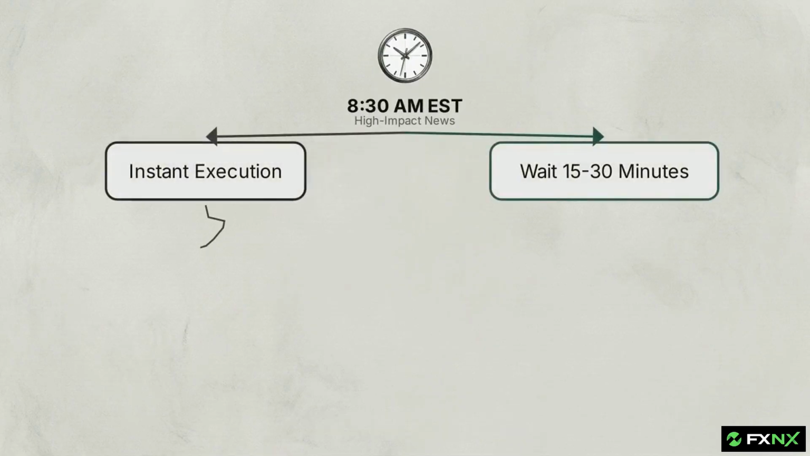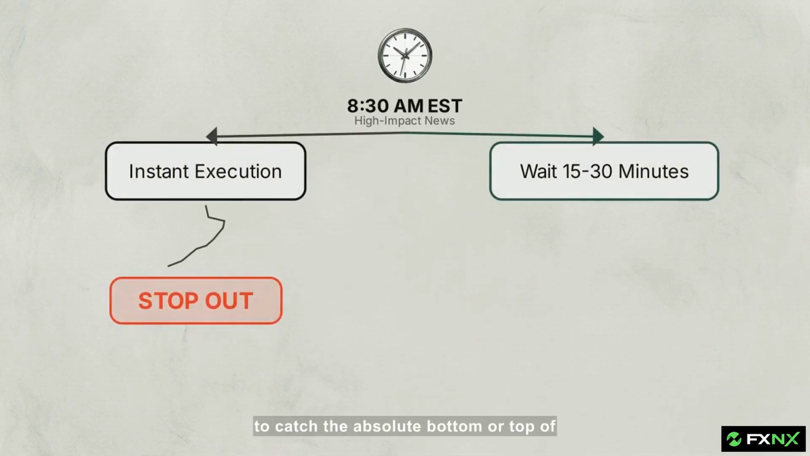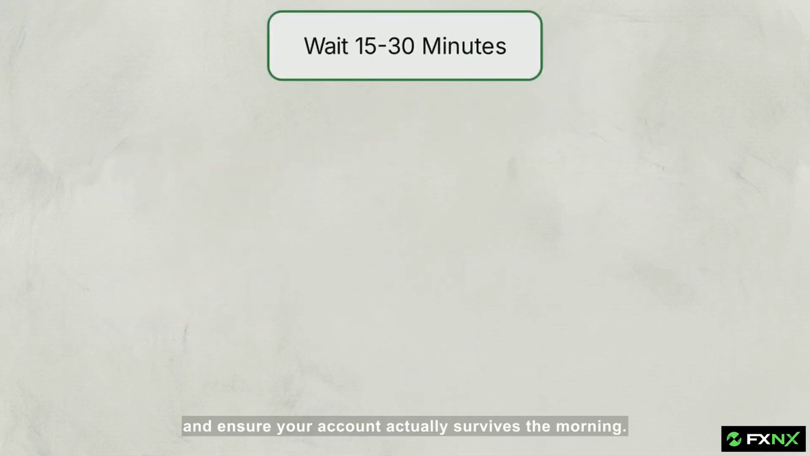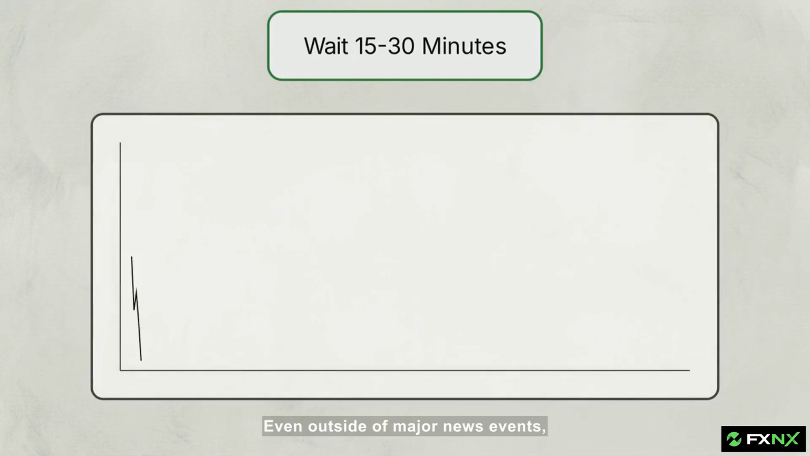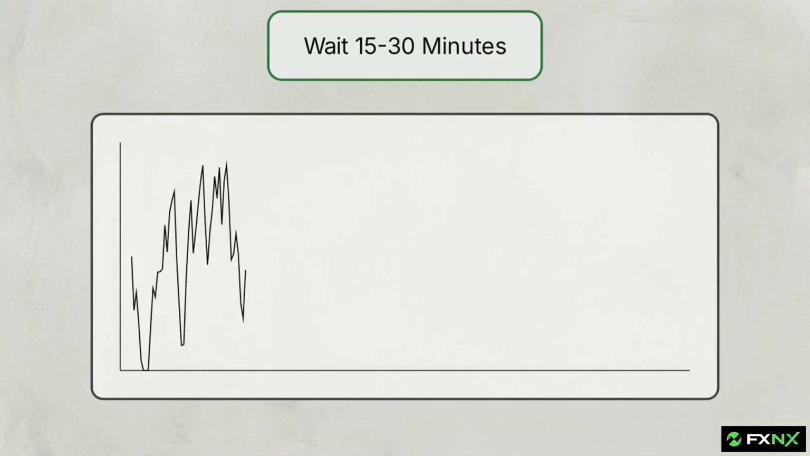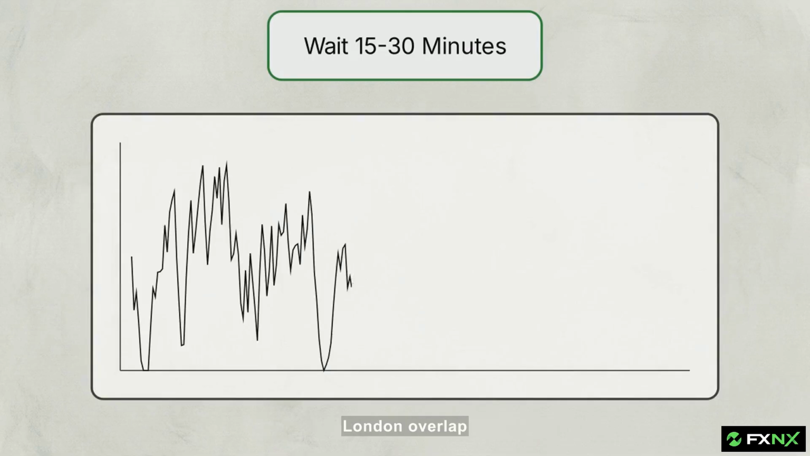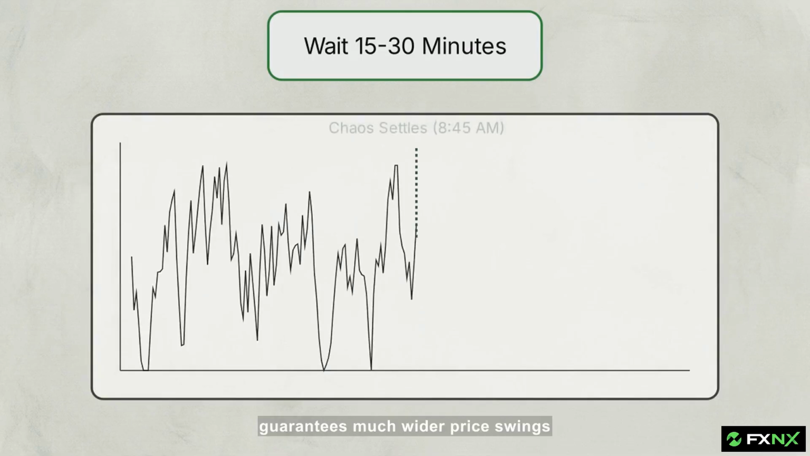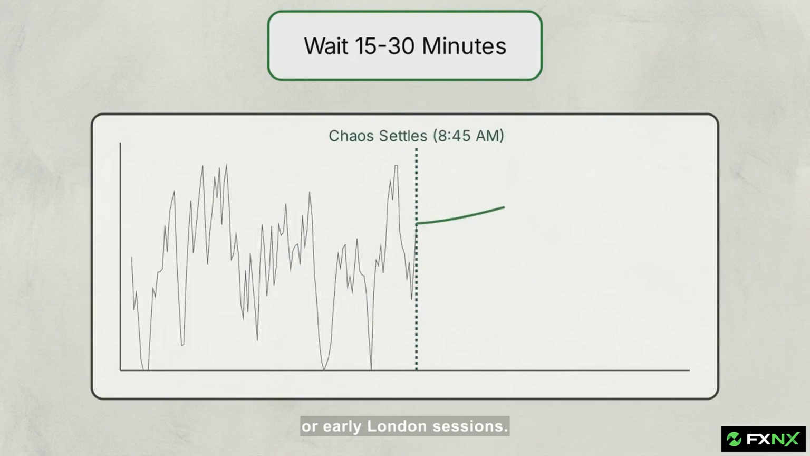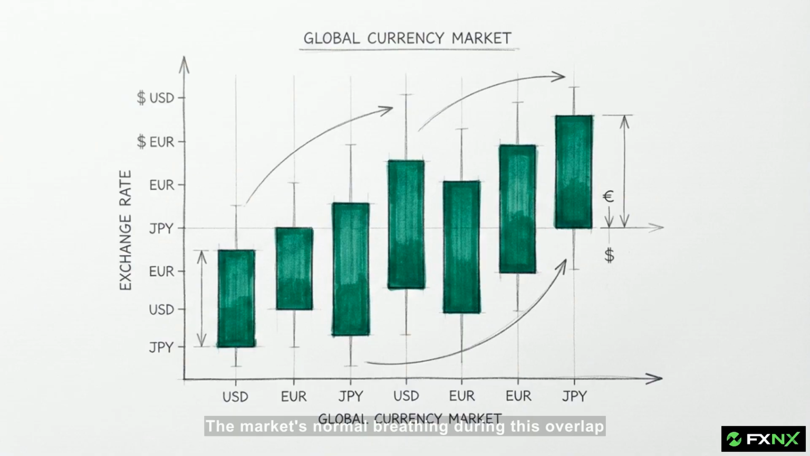The trade-off is clear. You deliberately sacrifice your chance to catch the absolute bottom or top of a price move. In exchange, you secure market confirmation and ensure your account actually survives the morning. Even outside of major news events, the sheer volume of the New York and London overlap guarantees much wider price swings than you will ever see in the Asian or early London sessions. A standard 15-pip stop loss that keeps you safe at midnight will almost certainly fail at 9 a.m. The market's normal breathing during this overlap is simply too deep.